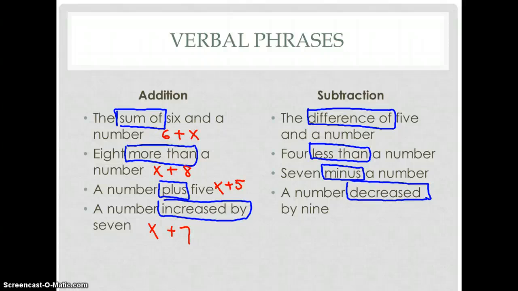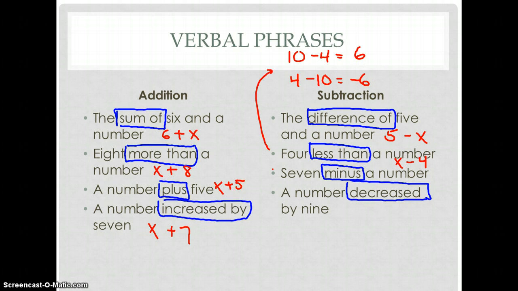The difference of 5 and a number is 5 minus x. This next one, 4 less than a number, is your number minus 4. If we think of 10 minus 4 and 4 minus 10, this is why order is important. We want 4 less than a number. So here our number is 10. 4 less than that is 6. 10 minus 4 is 6. Well, 4 minus 10 is negative 6. And those are not the same. So that's why this is the one we'll be looking at there.